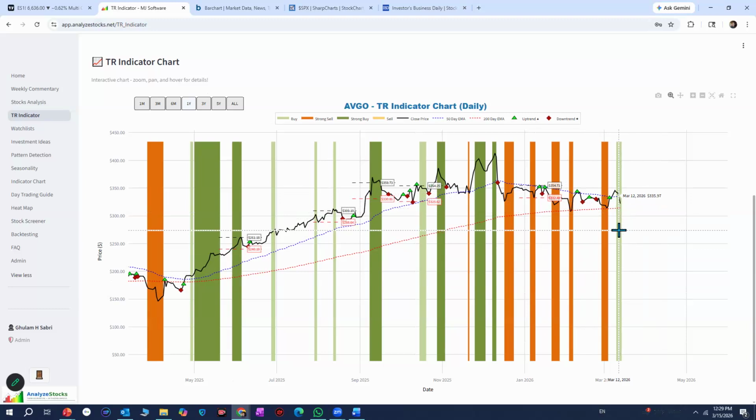But if the market keeps falling, it will eventually take its toll on Broadcom as well. Previously, the market was very strong in May, so this signal was very successful. This signal successful. This signal successful. But right now, the market is not on our side.